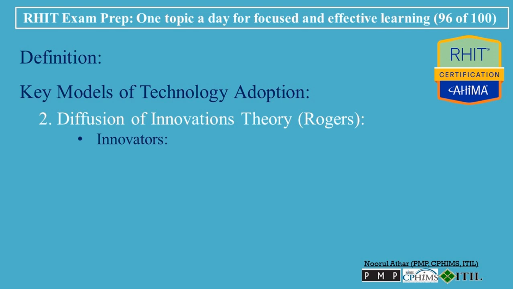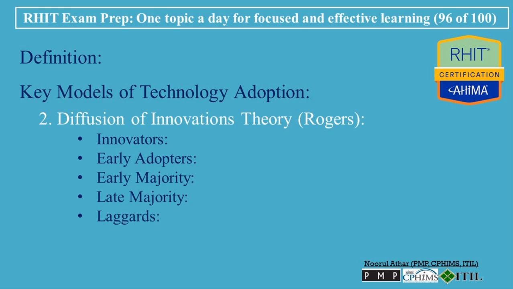Innovators, the first group to adopt new technology. Early adopters, those who embrace new technology after seeing its benefits. Early majority, a larger group that adopts the technology once it is proven effective. Late majority, individuals who adopt technology once it has become widely accepted. Laggards, those who are resistant to adopting new technology and adopt only when necessary.